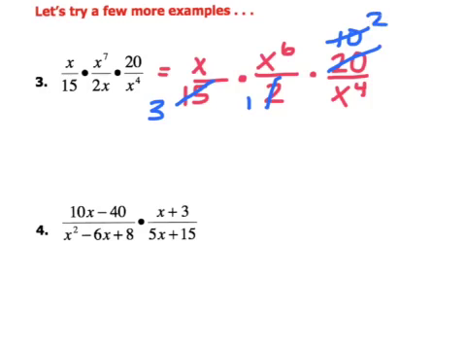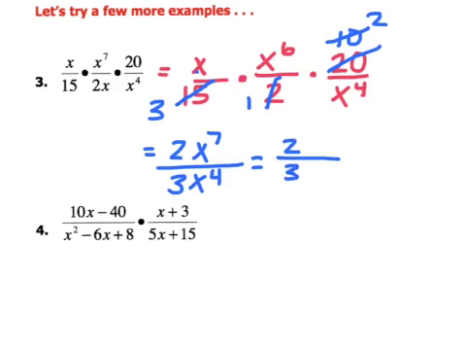I am now going to multiply all of my numerators. So I need to multiply x times x to the 6th times the 2 in my numerator. That will leave me with a 2x to the 7th when I add those exponents. And in my denominator, I need to multiply a 3 times a 1 times an x to the 4th. So 3x to the 4th. Lastly, I need to combine like terms between the top and bottom. So x to the 7th divided by x to the 4th would leave me 2 over 3 and x to the 3rd in the numerator when you subtract those exponents.